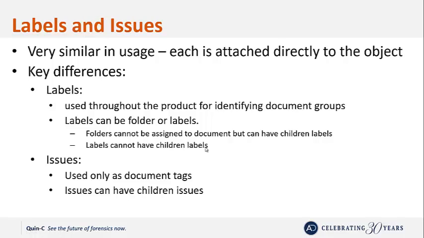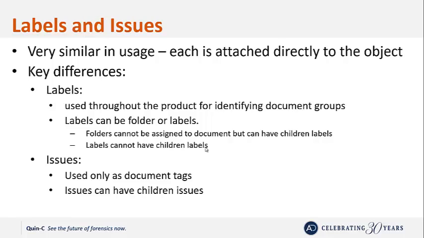So let's say we wanted to create the Tim folder, and in the Tim folder have labels A, B, and C. So I could label documents with the labels A, B, or C, but I could not give them the Tim label. The Tim label is just a folder holding labels A, B, and C.